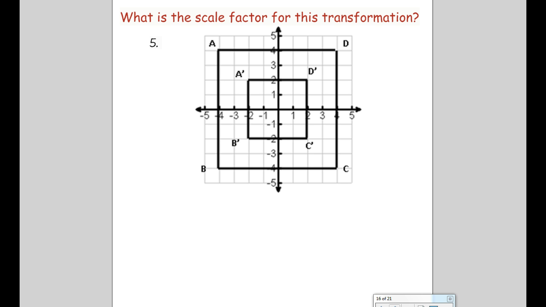Ashley, enlargement or reduction? Reduction. What's the scale factor? 1/2. Flip it. If we're getting smaller, it better be a fraction. Getting smaller.